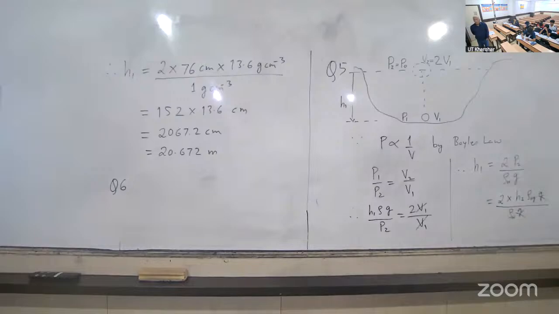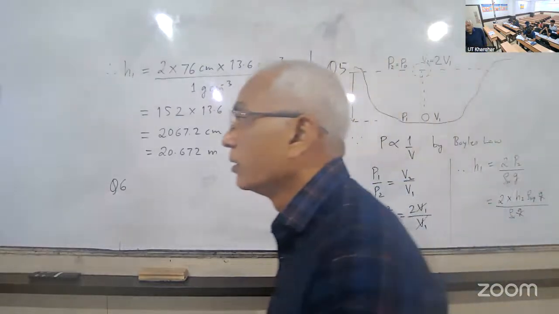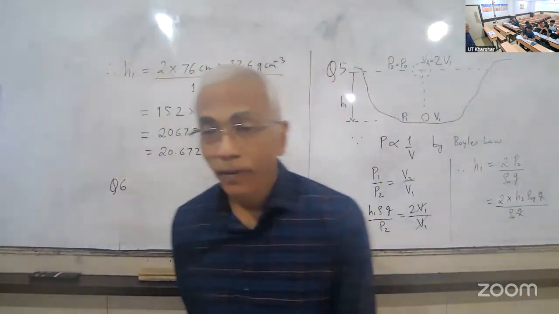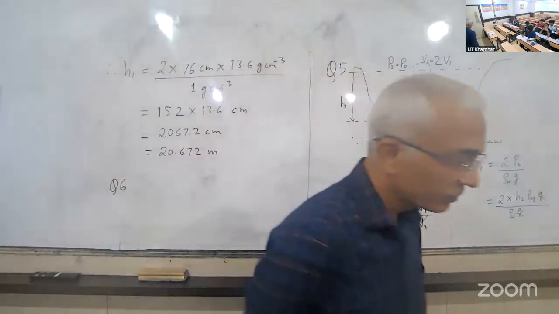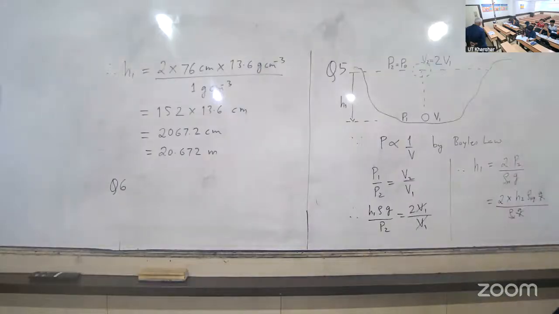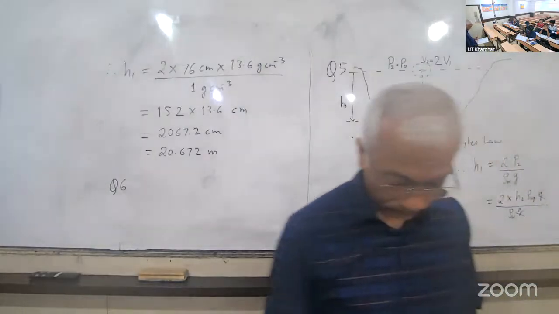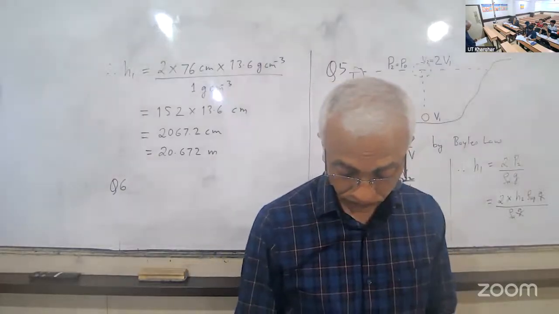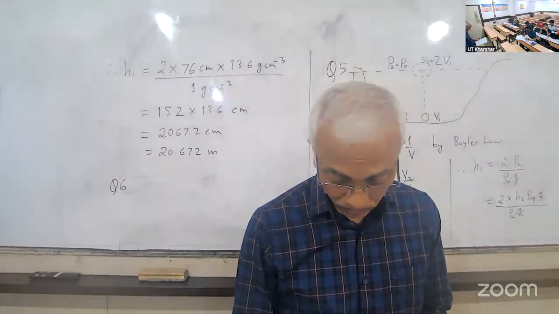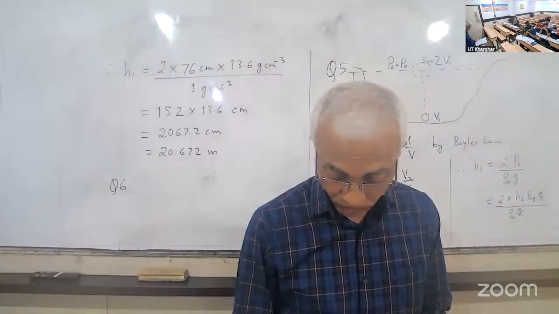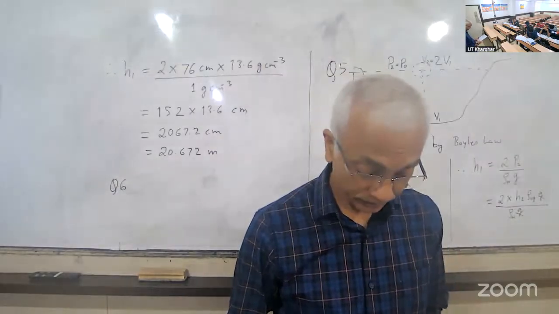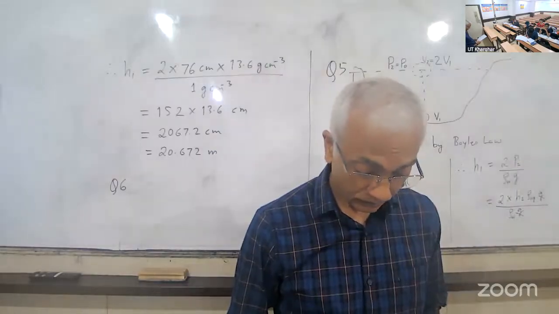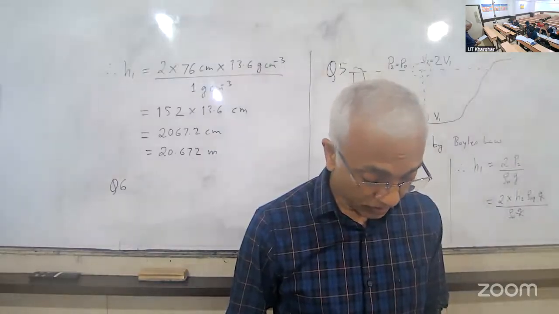Online students, question 6. How do we approach this? What length of water column is equivalent to 0.76 meter of mercury column? State the assumption made in your calculation.